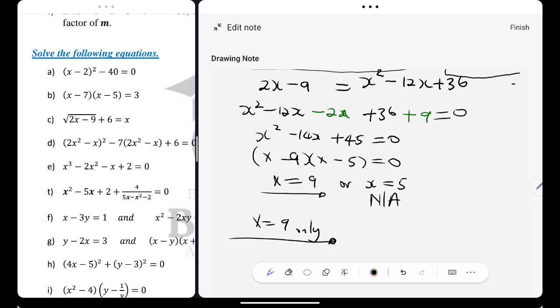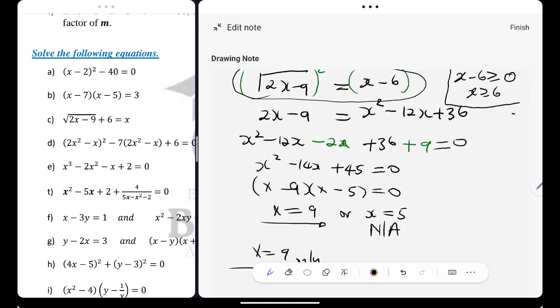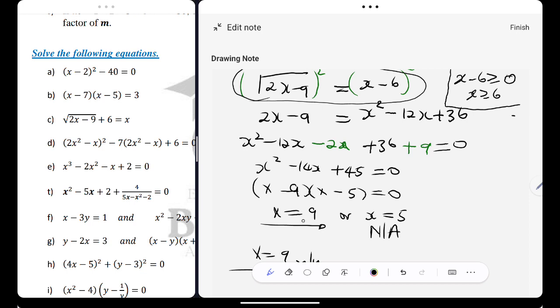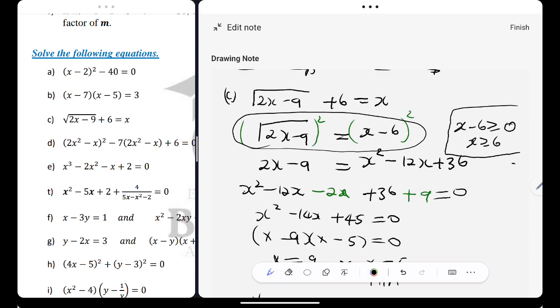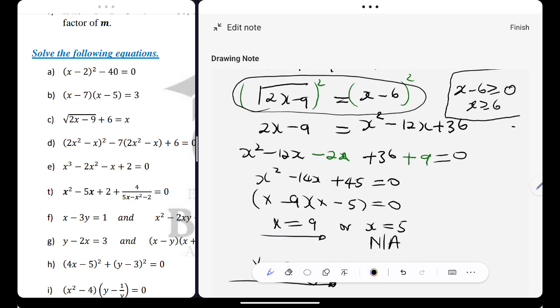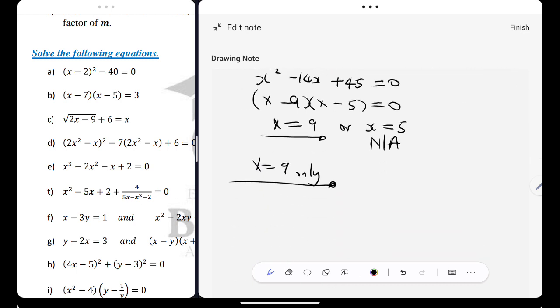If you didn't write the restriction, all you can do is to just take both your x values, substitute them here, and if you find out that the left hand side is not equal to the right hand side, then that answer is not applicable. But whenever you substitute an x value and you find out the left hand side is equal to the right hand side, then that is your answer.